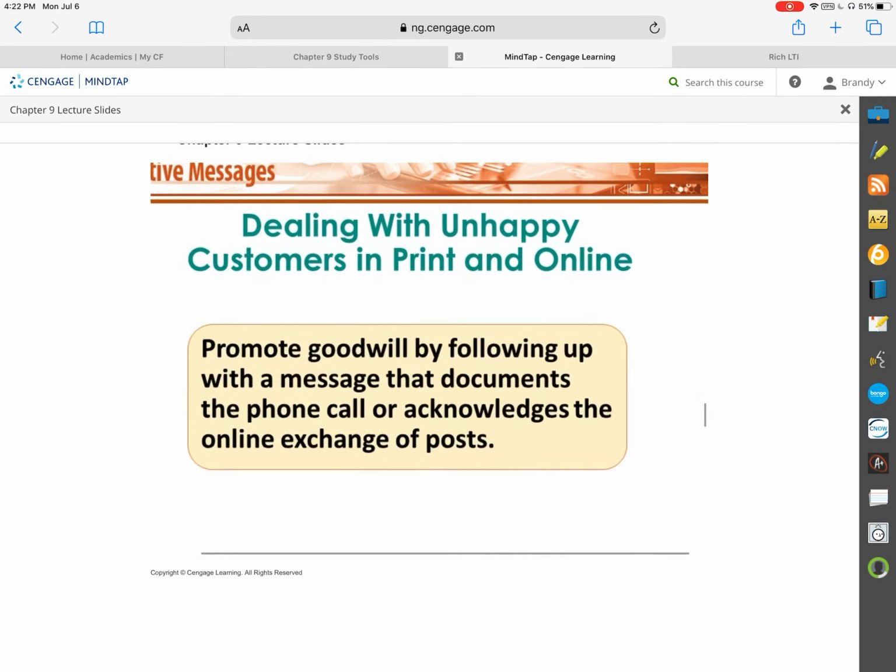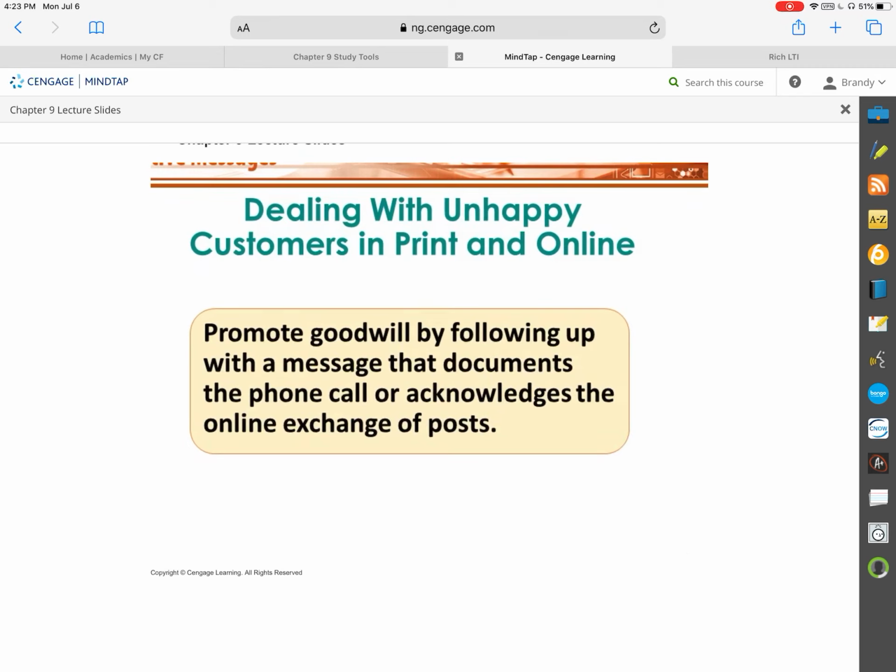We always want to try to promote goodwill when we're dealing with unhappy customers. We want to do follow up messages, and we want to document those follow up conversations, document them with a phone call.